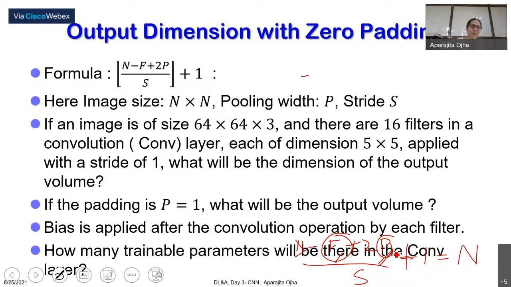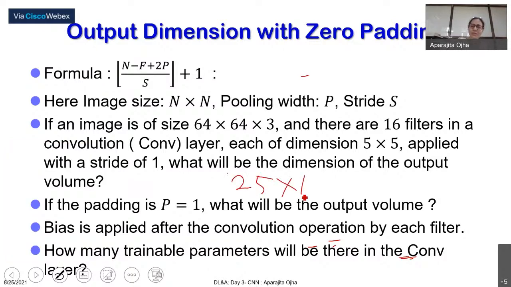Now, one more question I am throwing before you. What will be the total number of parameters in this conv layer? How many parameters will be trained? What will be the number of trainable parameters in this conv layer? Can you tell? See, what are we learning? We are learning filters, right? So you have 5 cross 5 dimension filters, and there are 16 filters. So 25 into 16.